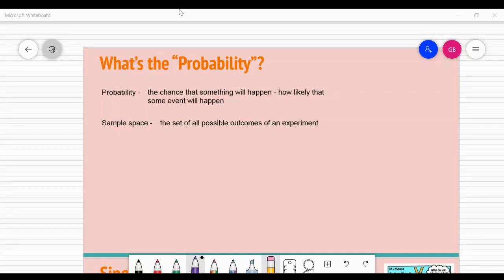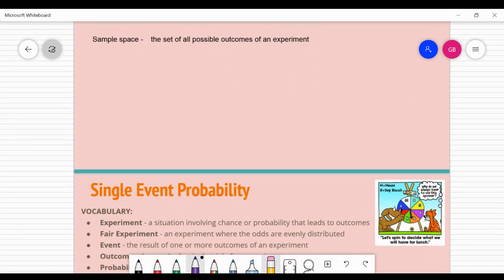Hi, in this lesson, we're going to talk about probability. The probability is the chance that something will happen, how likely that event will happen, and the sample space is the set of all possible outcomes of an experiment.